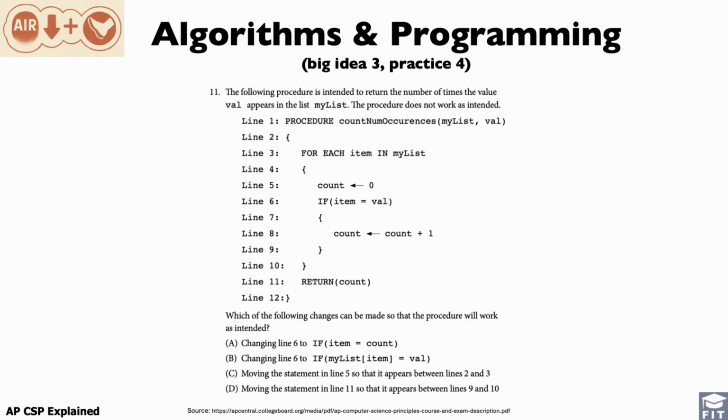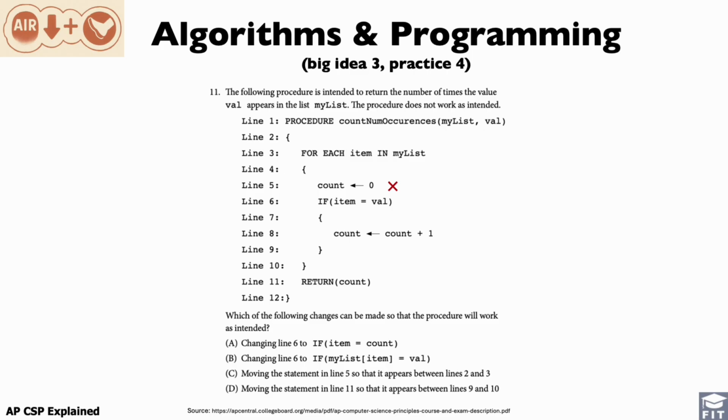This one tests your code analysis and debugging skills. Hopefully you notice that the count variable is being reset to 0 inside the loop. That means it starts over every time, so it never adds up correctly. As a best practice, a counter like this should be initialized outside the loop, not inside. That way, it keeps its value across all iterations.